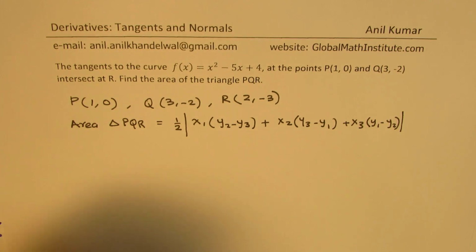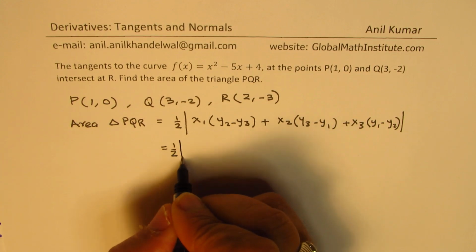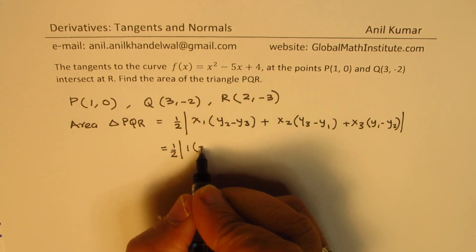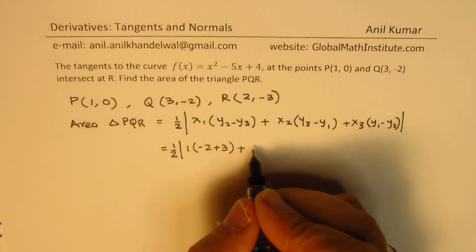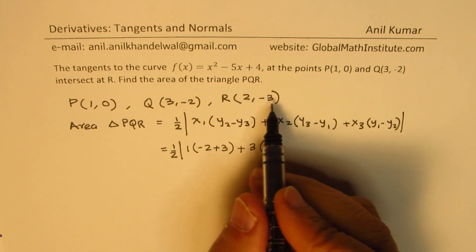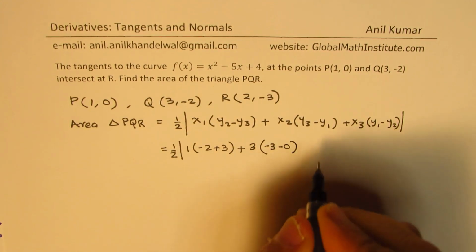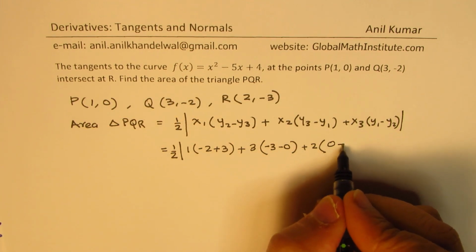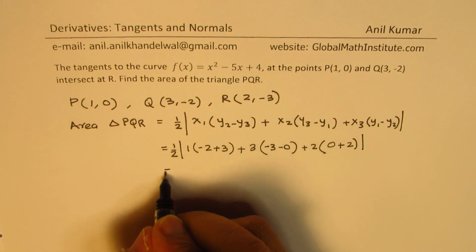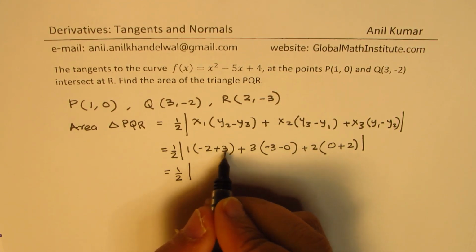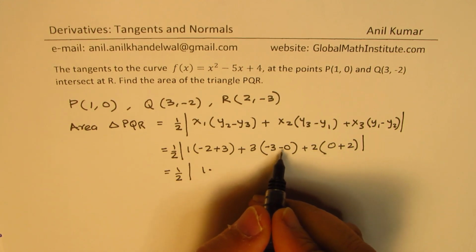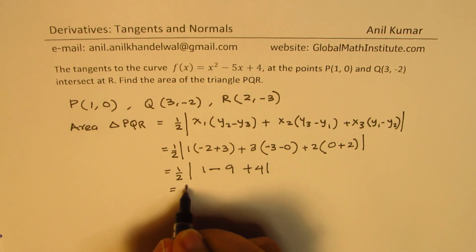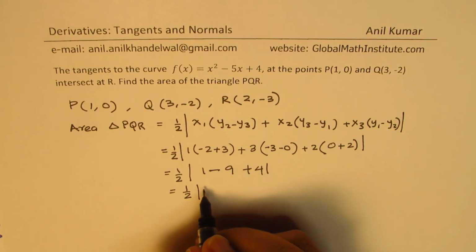Okay. So we'll just substitute the values and figure it out. So we get half of the absolute value of x1. Start from here now. So x1 is 1, y2 minus y3, so minus 2 plus 3, plus x2, which is 3 for us, times y3 and then y1, so minus 3 minus 0, plus 2 times y1 and y2, so 0 minus 2. 0 minus minus 2 becomes this. Clear? So that is half of, this is 3 minus 1 is 1, minus of 3 times this is minus of 9, and 2 times 2 is plus 4, right? So what we get here is half of the absolute value of 5 minus 9.